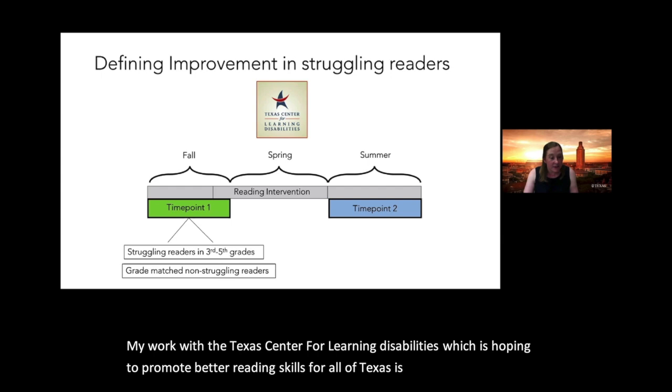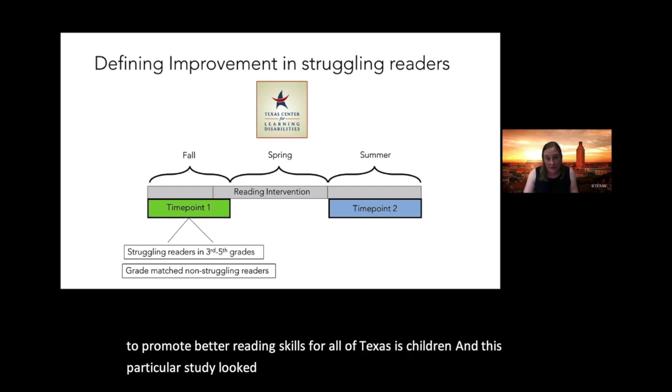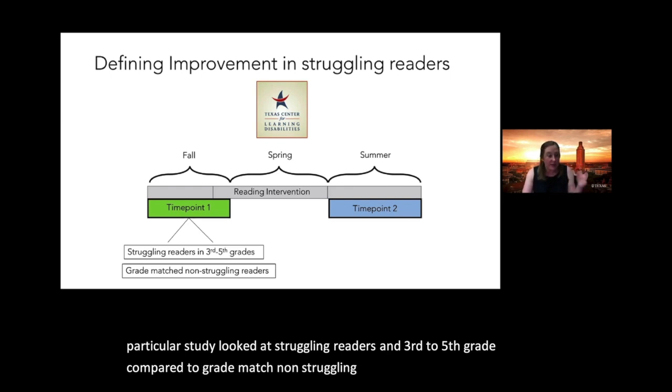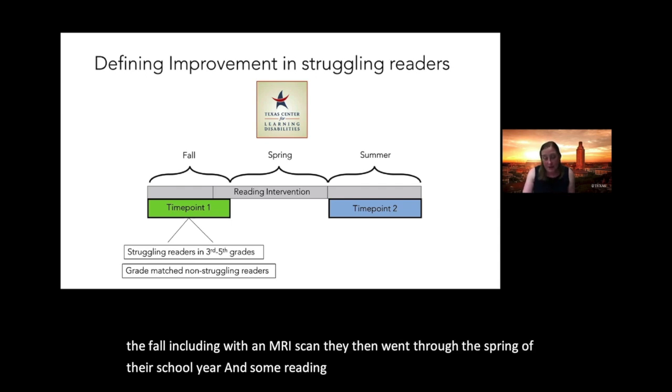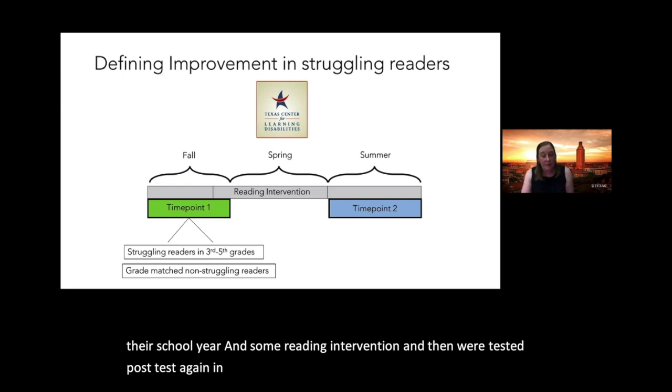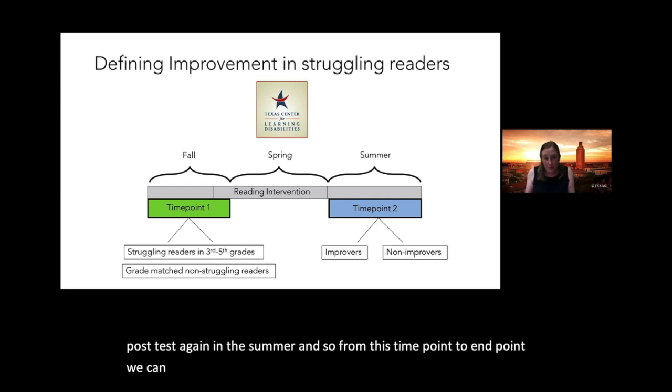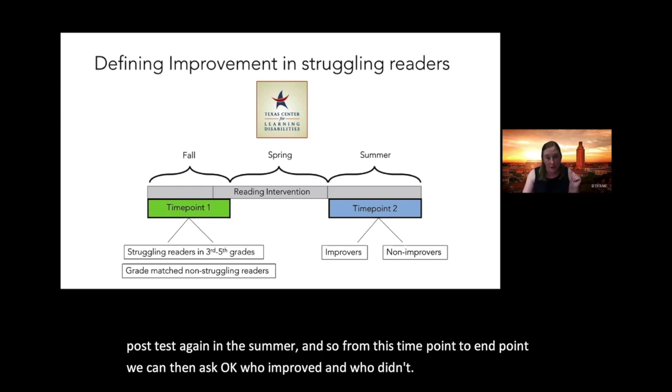And this particular study looked at struggling readers in 3rd to 5th grade compared to grade-matched non-struggling readers. And they were tested in the fall, including with an MRI scan. They then went through the spring of their school year and some reading intervention, and then were tested post-test again in the summer. And so from this time point to end point, we can then ask, okay, who improved and who didn't over time? And to do this, we used a growth approach.